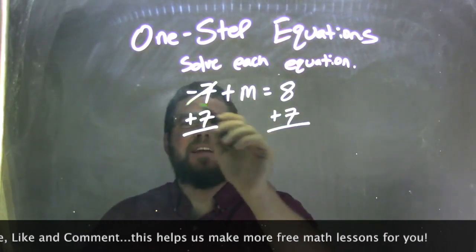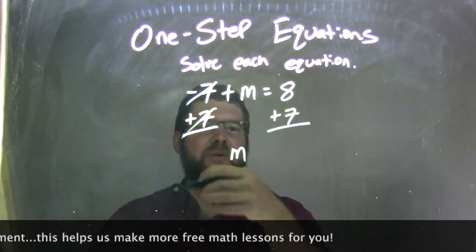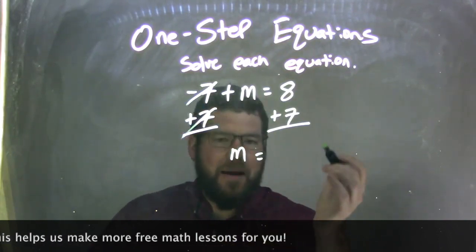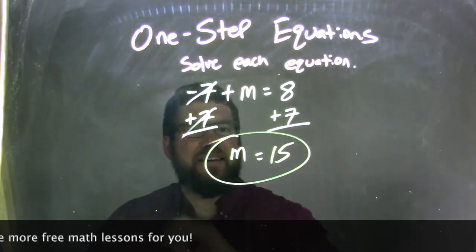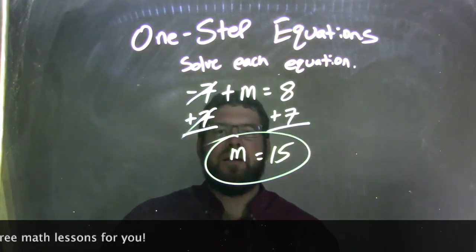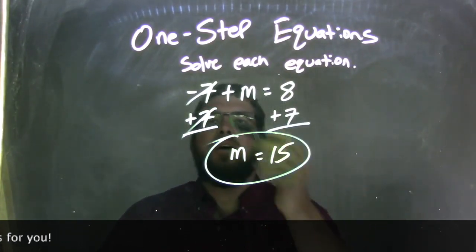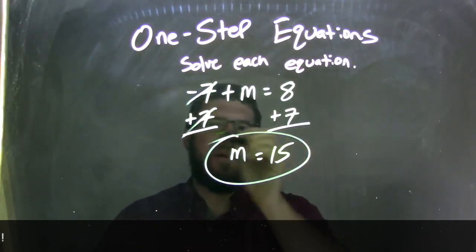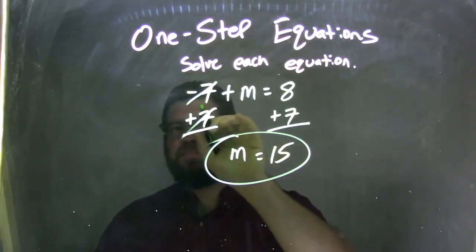Well, adding a 7 here cancels that out, and I'm left with just an M. Negative 7 plus 7 is 0. I just have an M there. And what's 8 plus 7? Well, 8 plus 7 is 15. And now I'm done. That is my final answer, okay? So if you needed more in-depth, there's other videos I have that go into more depth on how you can rearrange this and really see what's going on. But this one, I'm not going to do that.